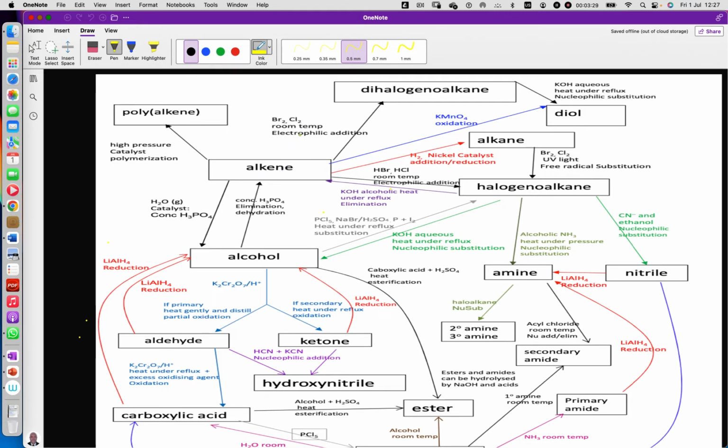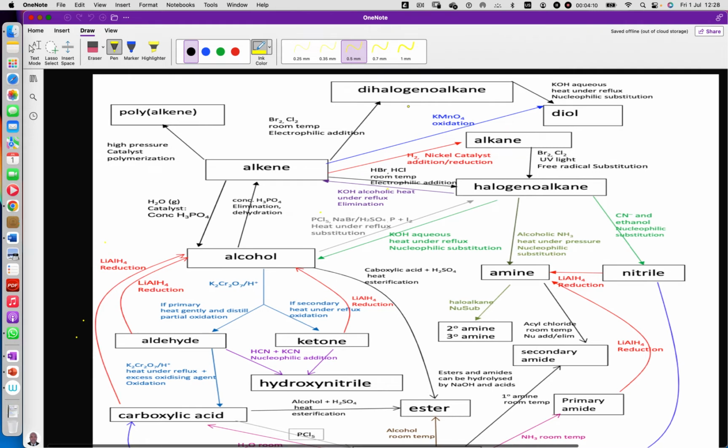When alkenes react with halogens, they will give a dihalogenoalkane, something like a 1,2-di. For example, if we use ethene as an example, ethene reacts with a bromine molecule through electrophilic addition. We are going to have 1,2-dibromoethane. So it gives a dihalogenoalkane.